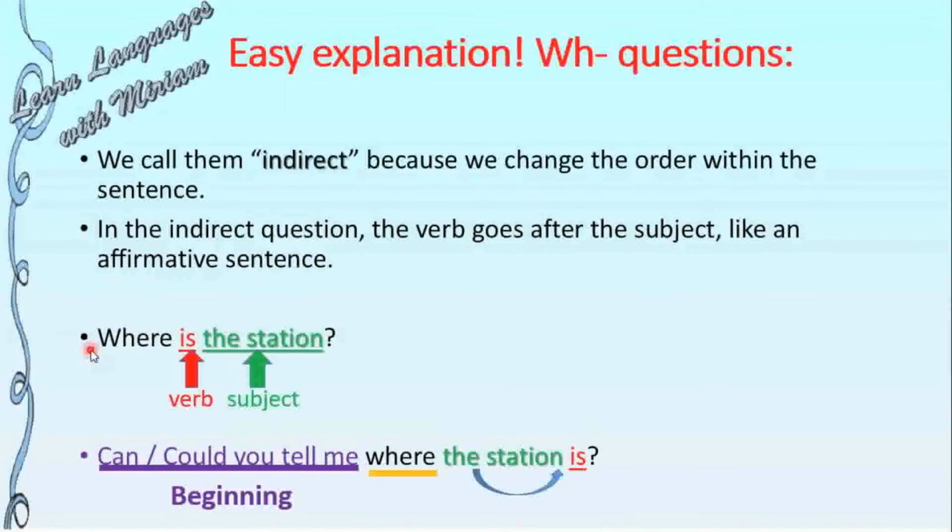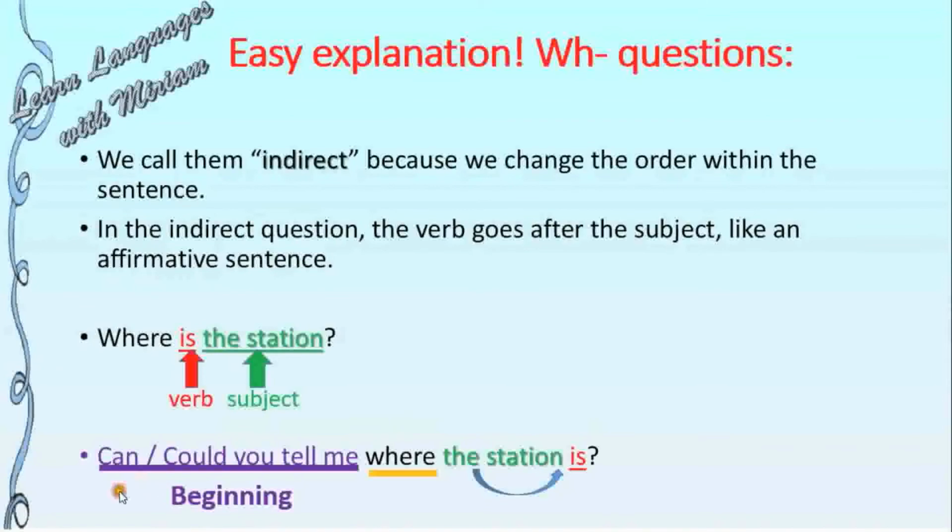Where is this station? Look here what happens. Here we have first the verb and then the subject. But if we change it into indirect question, it is like this. Can or could you tell me where the station is?